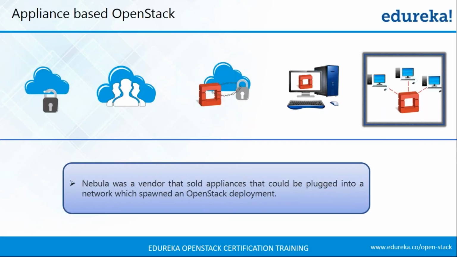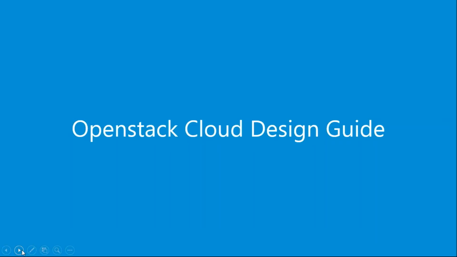And finally, there is appliance-based OpenStack. So appliances are software that actually do not require an operating system. They'll run directly on servers. So if you're using infrastructure as a service and you want everything under your control, you can use this kind of deployment model also. So any doubts on the deployment models? No doubts? Great.